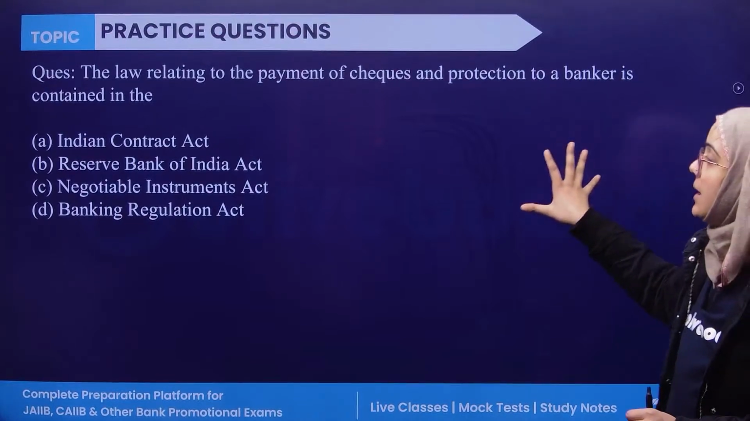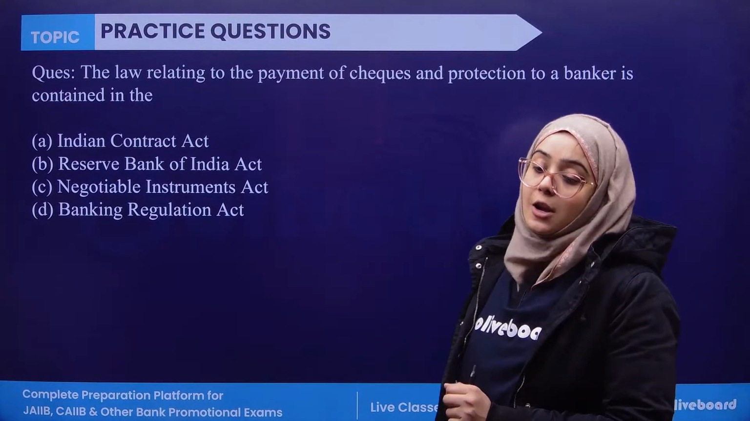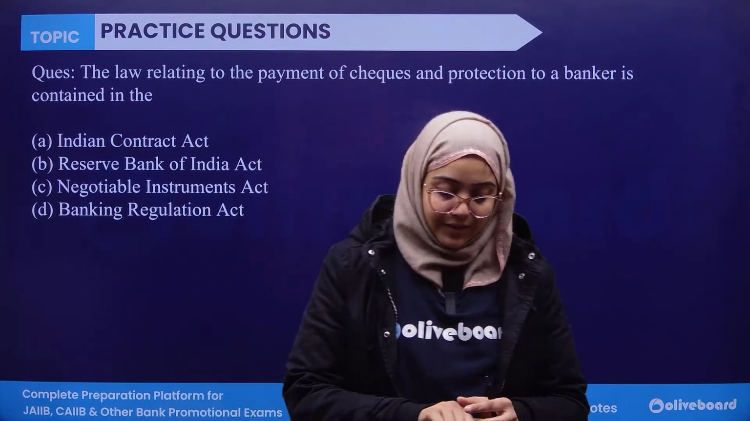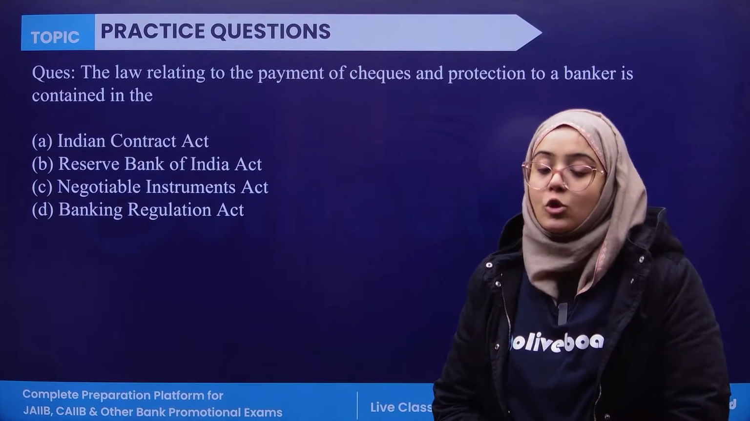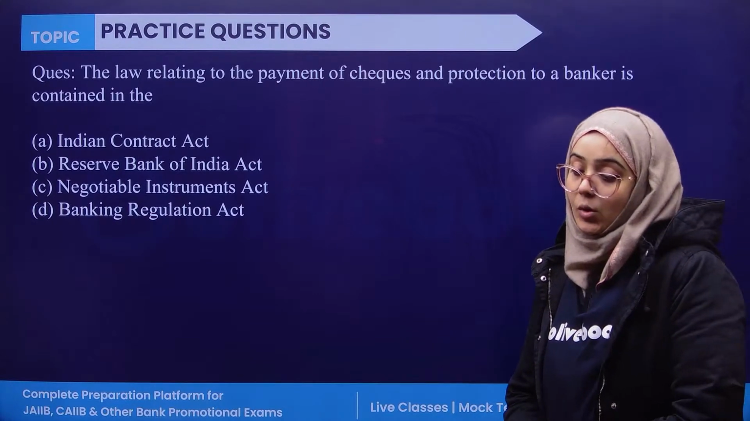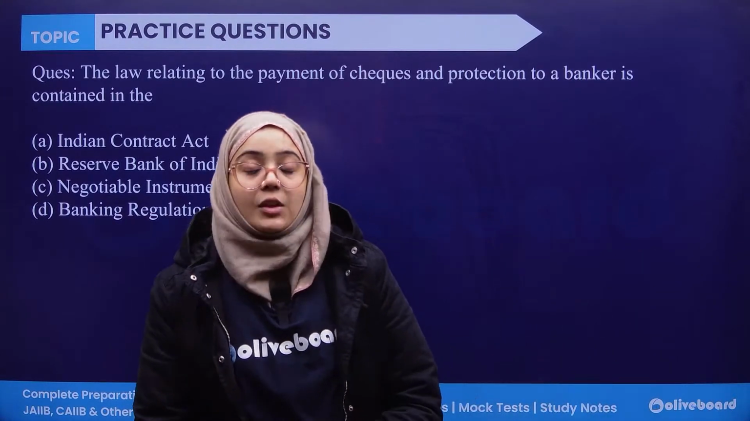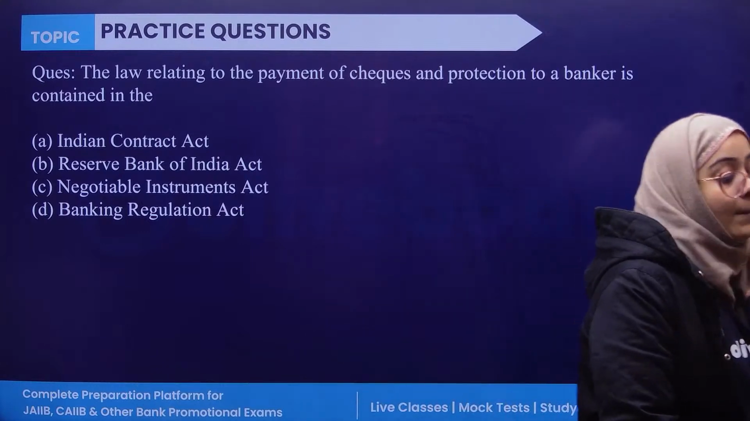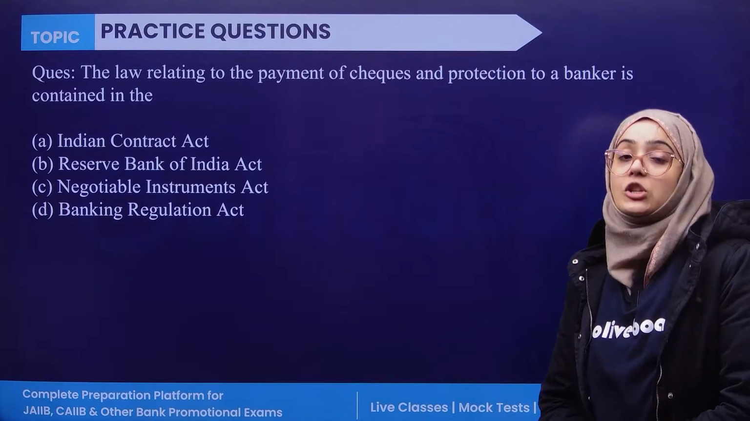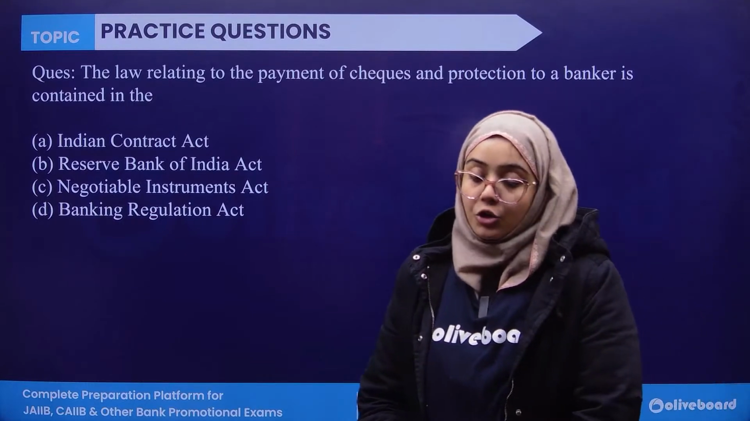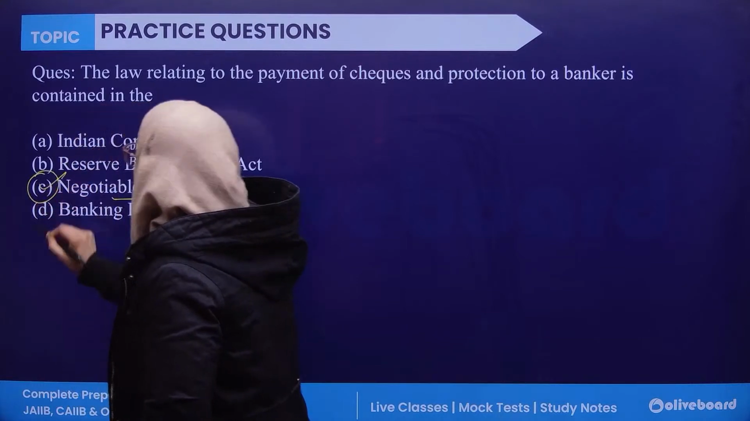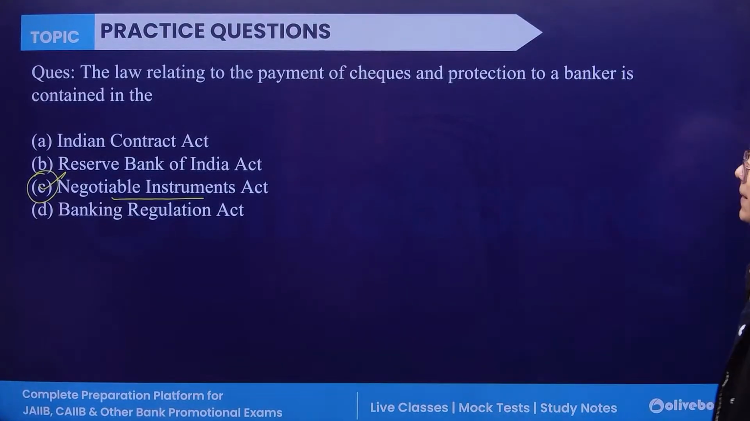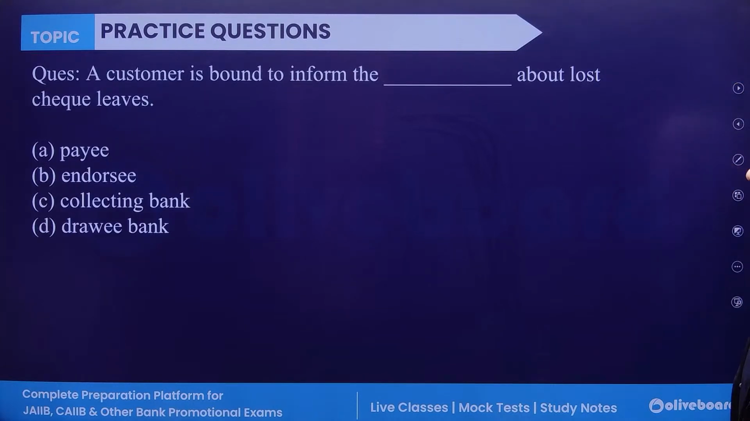But first, just tell me the answer to this question. The law relating to payment of check and protection of a paying bank is considered under which act? Indian Contract Act, Reserve Bank of India Act, Negotiable Instruments Act, or Banking Regulation Act? Everyone, please answer this question. Very easy. Yes, it is concerned under the Negotiable Instruments Act: the law relating to the payment of check and protection of a paying bank is in the Negotiable Instruments Act.